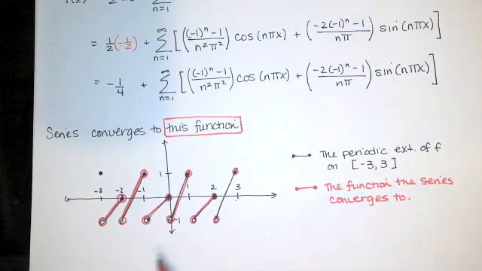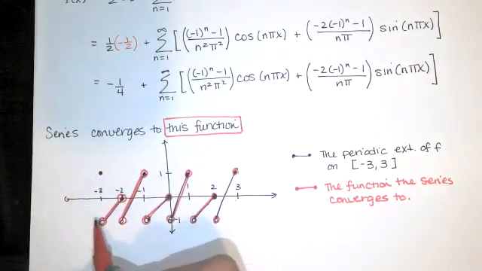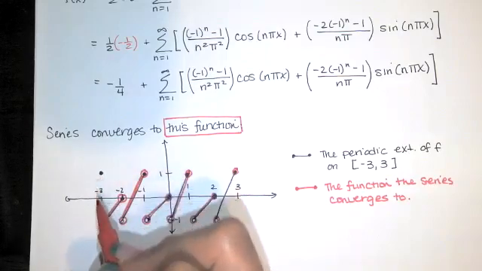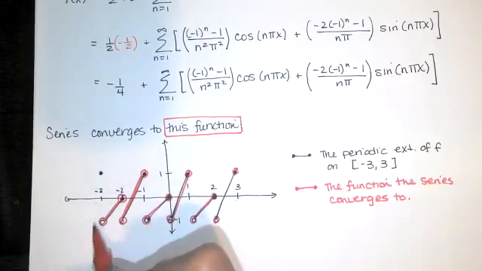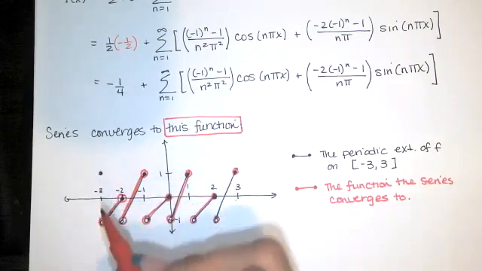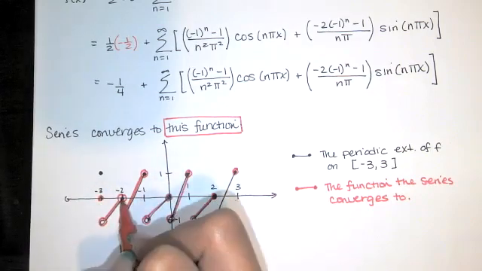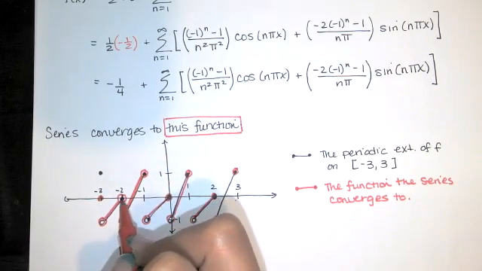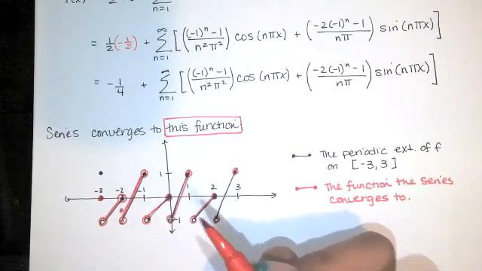the function the series converges to also converges to these points. At -3, it's going to converge to the average of this limiting value and this limiting value. That's a 1 and a -1, so the average is 0. Here, the average of those two limiting values, 0 and -1, is -1/2.